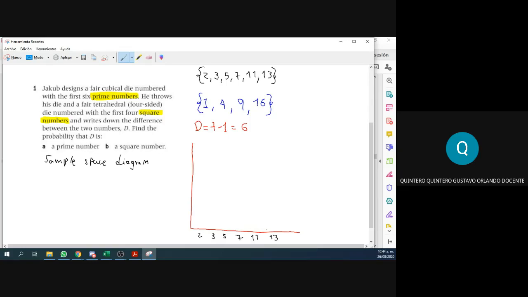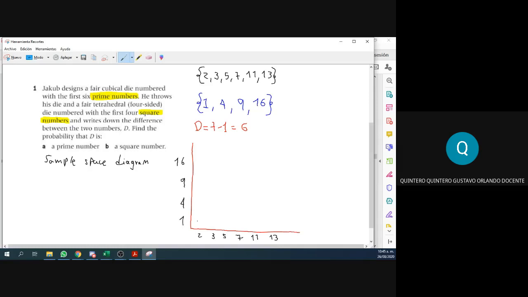Guys, notice how I'm putting every single number that I have as possibilities from the first die. This is how you create the sample space diagram, all right? Now, for the second one, let me write the values here as well. The values are 1, 4, 9, and 16. Sorry, 16.